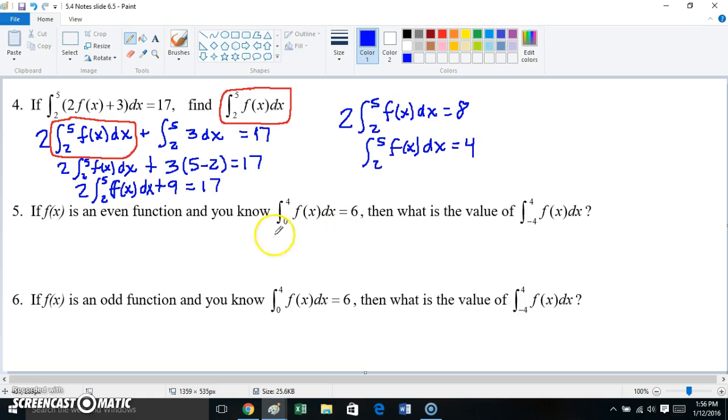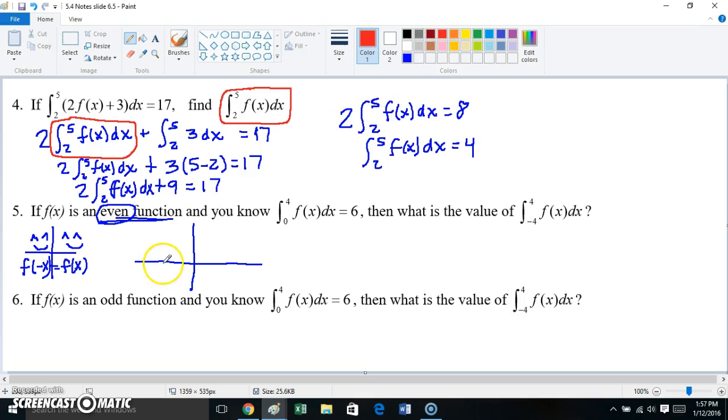Okay, question 5. If f of x is an even function, we need to remember what an even function is. An even function has symmetry. This is not a function, but it has symmetry to the y-axis. That means that every f of x value is equal to every f of negative x value. Okay, so it says f of x is an even function, and on the interval from 0 to 4, we know that the area under the curve is 6.